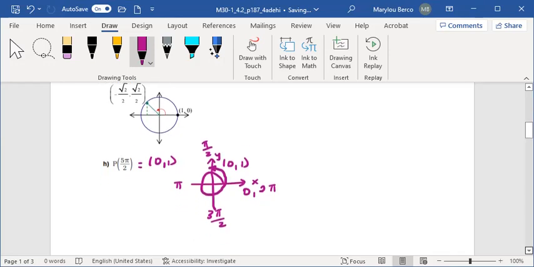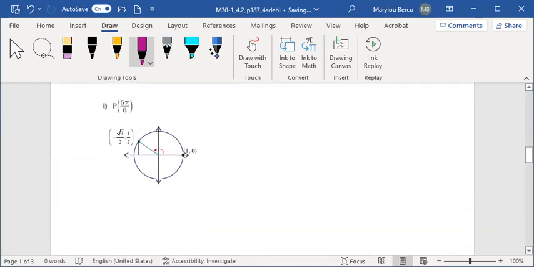Okay. P of 5 pi over 6: the rotation in radians takes the terminal arm of the angle into quadrant 2 as shown. So if we take a look, we have negative root 3 over 2 and 1 half as being the equivalent at the point of 5 pi over 6 radians.